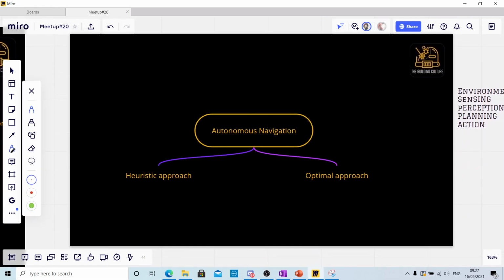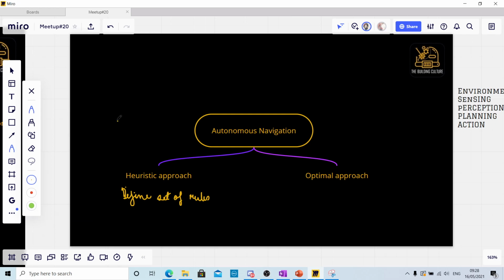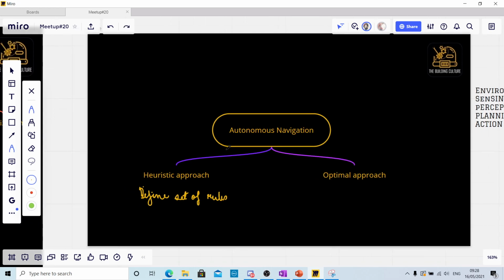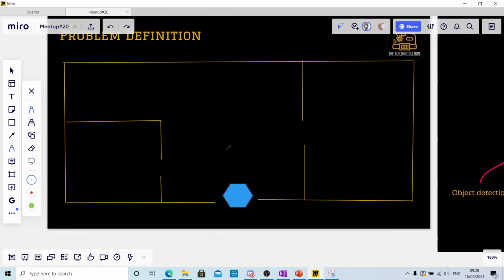By heuristic approach, we are basically defining a set of rules that the robot follows, regardless of what the environment is. We define a set of rules, and this is a simpler way of going about it. Let's see how this could be used in our case. In our case, the goal is simply to clean this whole thing.